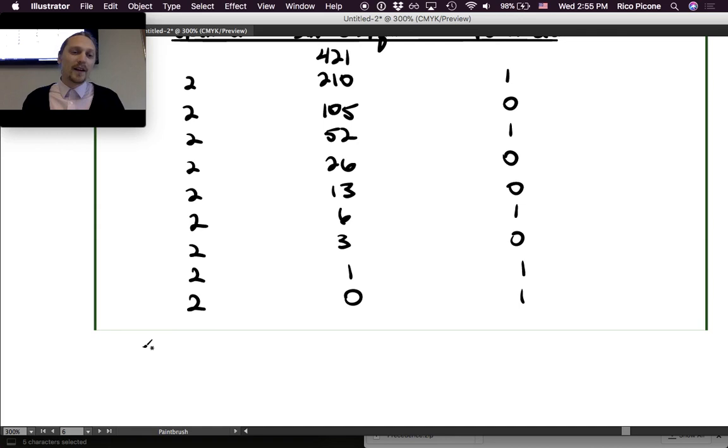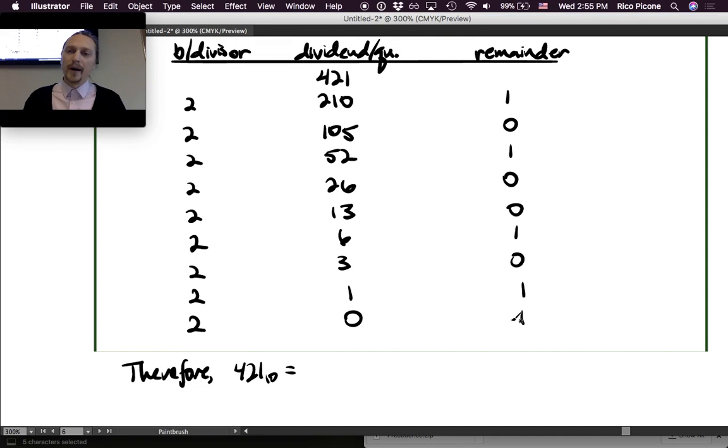Okay, so we just did the integer part. Therefore, 421 base 10 is equal to, we go from bottom to top of the remainder, so 1, 1, 0, 1, 0, 0, 1, 0, 1 in base 2.